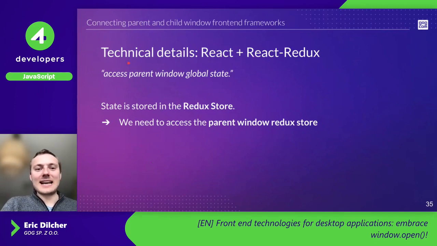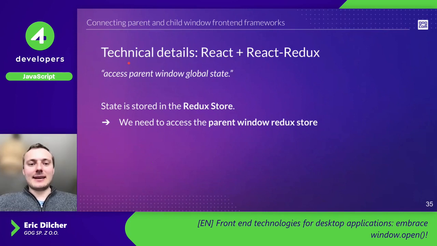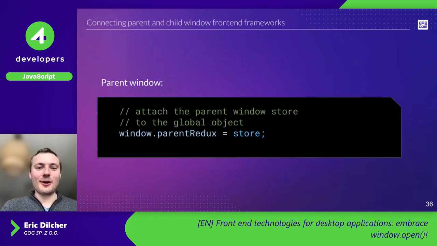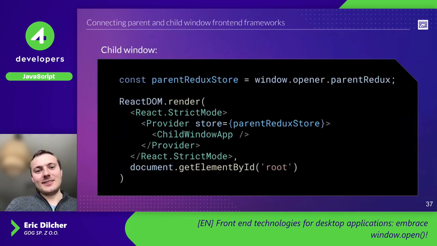So first of all, we want to access the parent window's global state. With Redux, by definition, the Redux store is that global state. That's how the whole concept is defined. And so basically what we need to do from the child window is access the parent window's Redux store if we want to have a shared global state. And this is the pseudocode for that. We get the Redux store from the parent window, and we just attach it to the global object so that we can later, in the child window, get a reference to it using window.opener again.